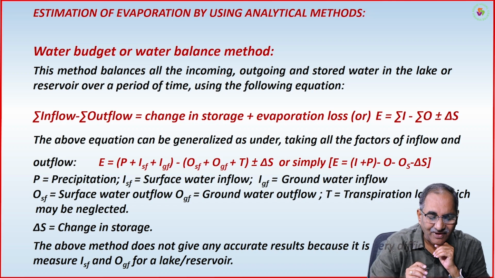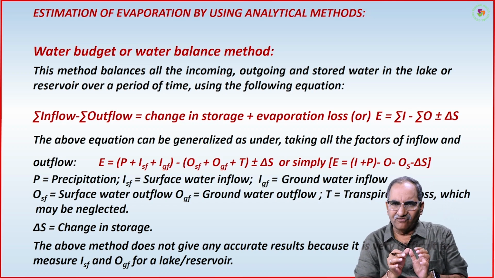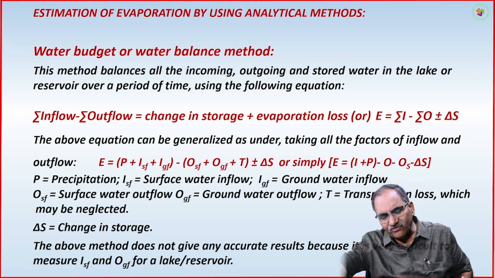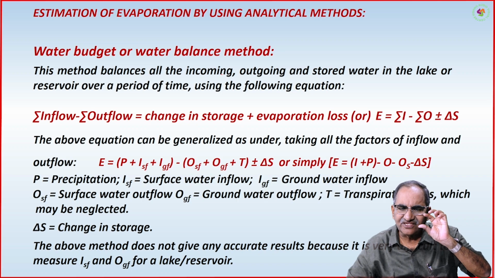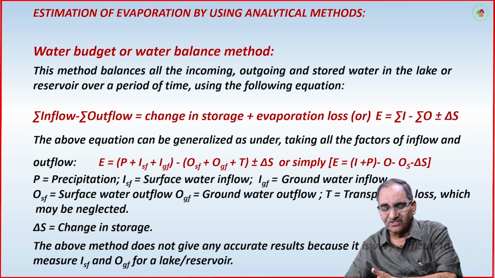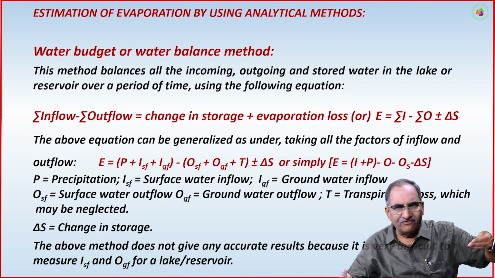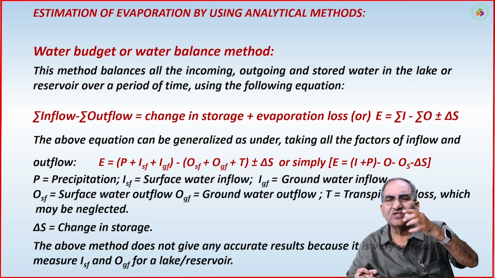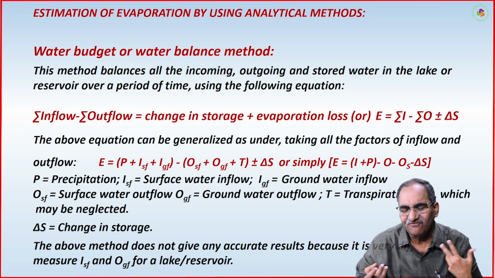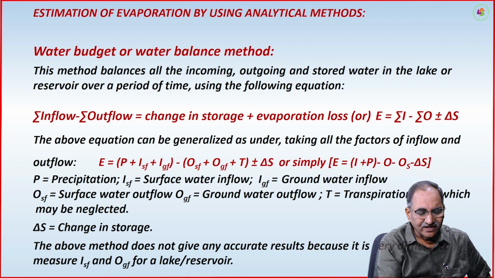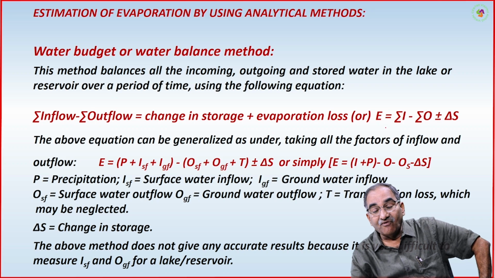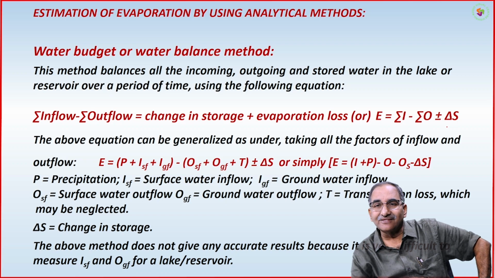What is the water balance method? What is the inflow into the reservoir, wherever you want to find out the evaporation? What is the outflow from it? What is the change in storage in that? And then the evaporation loss. So these are the 4 things. Inflow will be there, outflow will be there, evaporation will be there, then naturally some change in storage maybe because of the seepage. So inflow minus outflow is equal to change in storage plus evaporation. Therefore, evaporation is equal to inflow minus outflow plus or minus delta S.